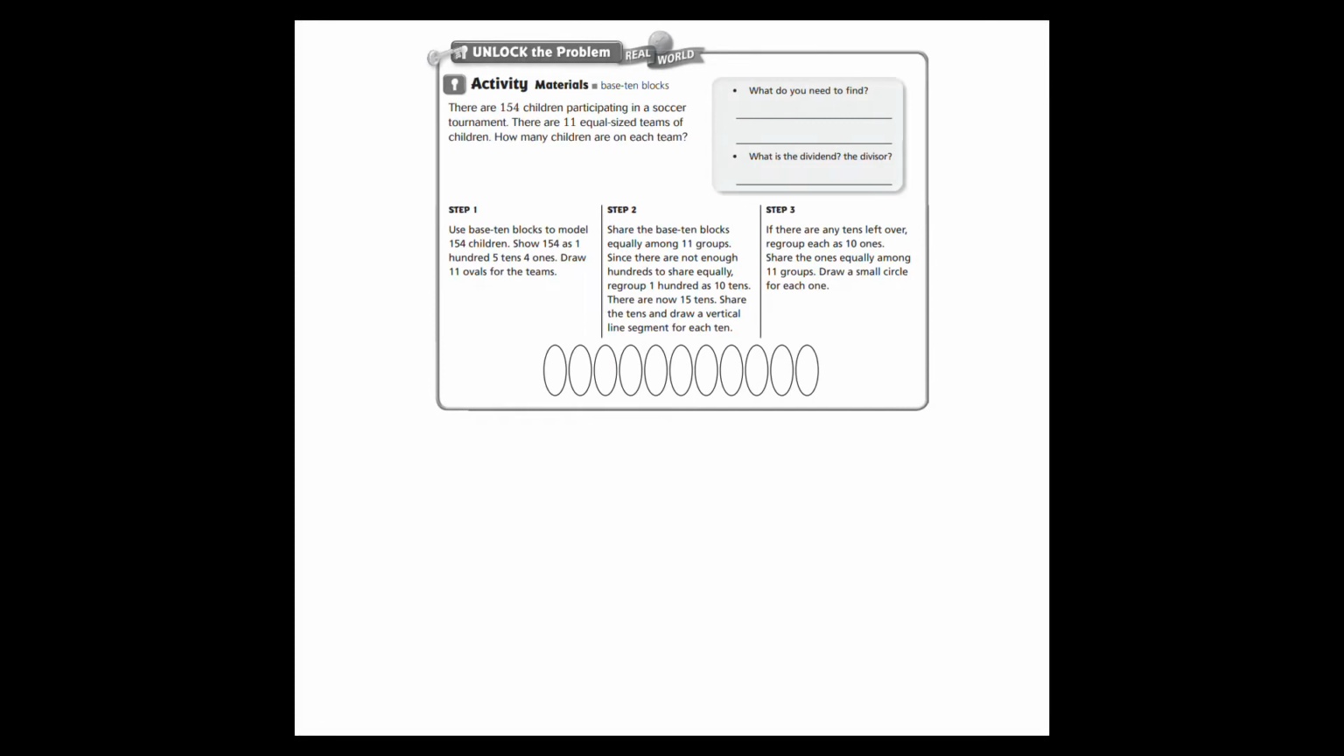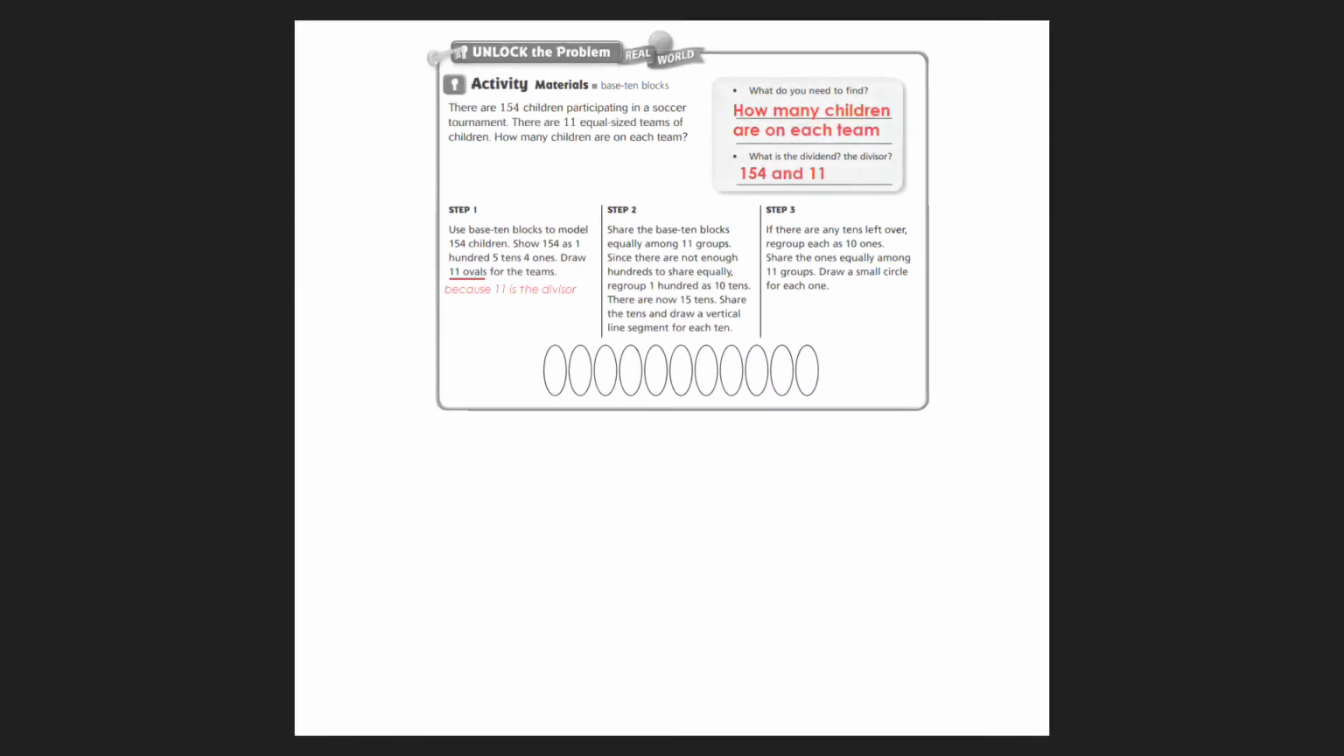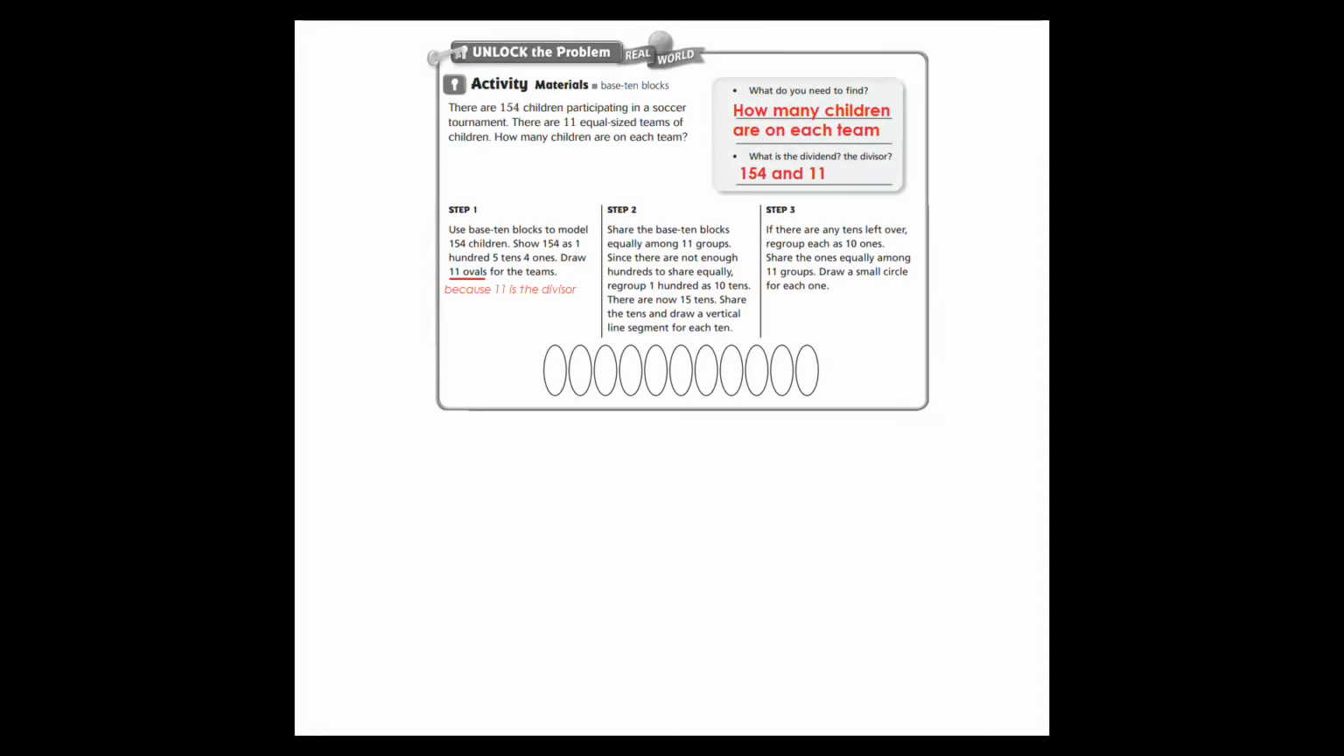So let's read this together. It says there are 154 children participating in a soccer tournament. There are 11 equal-sized teams of children. How many children are on each team? So first we need to make 11 bubbles, which they did for us, because there are 11 teams.